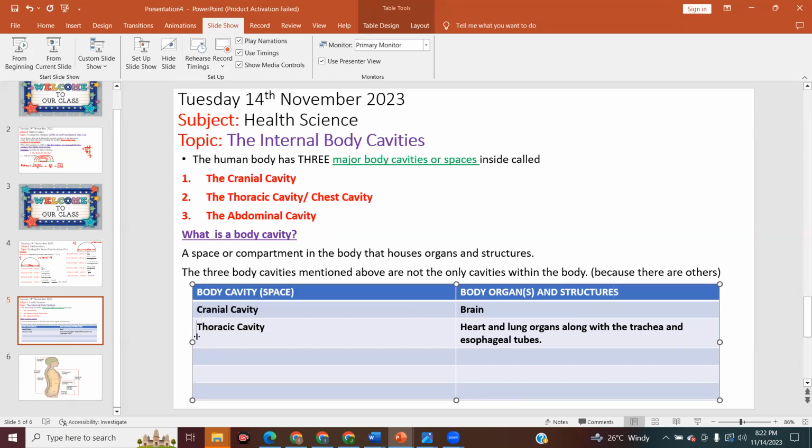All right, so when I say the cavity, you tell me what is inside of it. Thoracic cavity. Heart, lungs, trachea and esophageal tubes. Very good. Cranial cavity. The brain. Now, the next one is going to be the pelvic, no, not pelvic, the abdominal cavity.